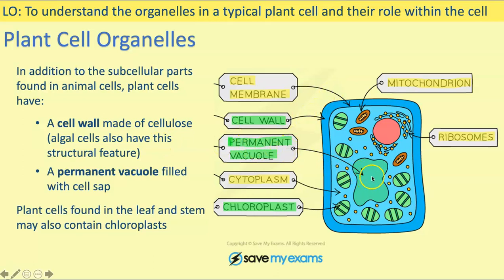The permanent vacuole is here. The permanent vacuole is filled with cell sap. We will go through the structure and function of these organelles in a little bit more detail in a second. And the chloroplasts, finally, are these little green organelles here. These will be found mainly in plant cells that are found in the leaf or the stem of a plant.